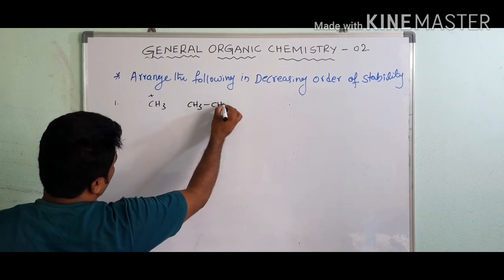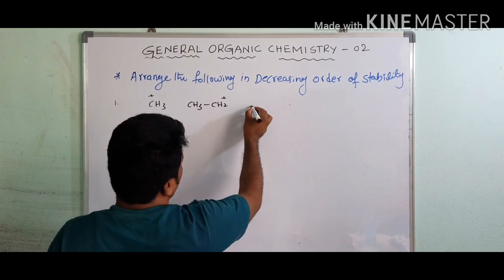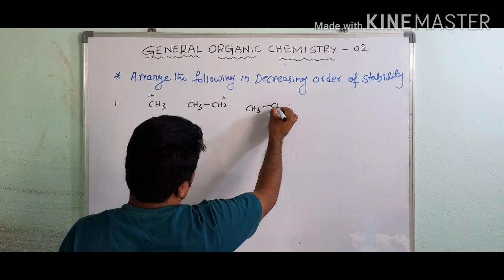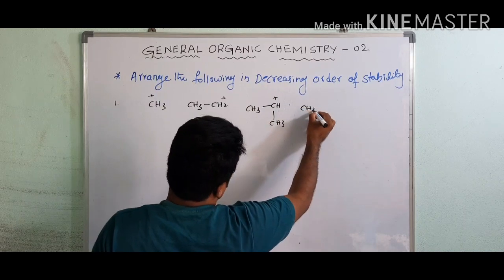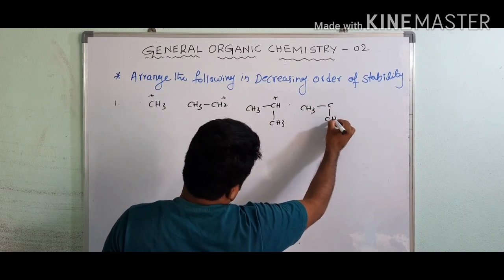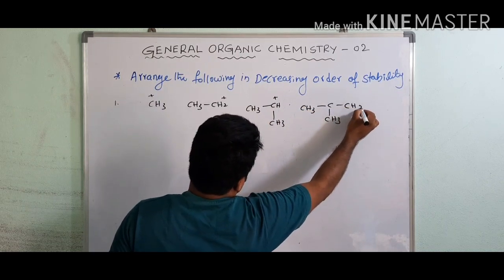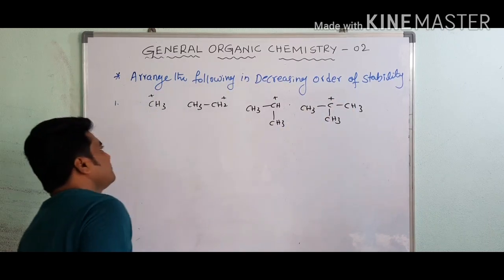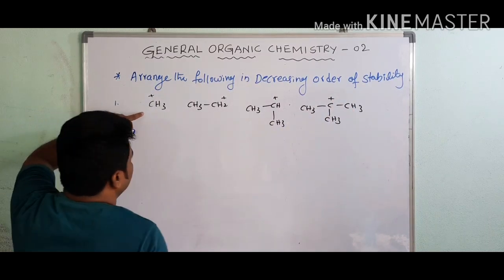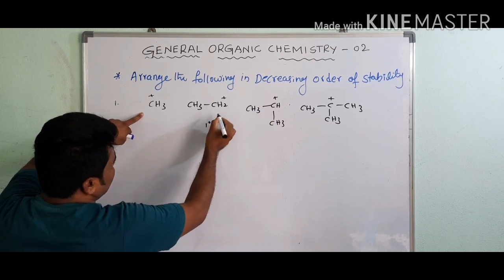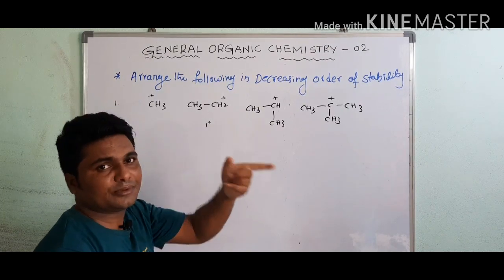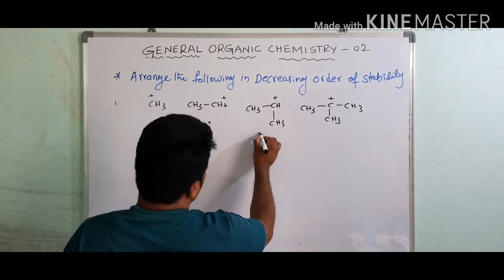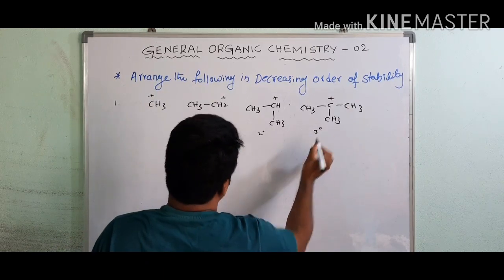CH3 CH2 plus, then CH3 plus, then CH3 plus. Okay, this is methyl carbocation, this is primary carbocation. What is a primary carbon atom? The carbon atom which is attached to one other carbon atom. So this is a secondary carbocation and this is a tertiary carbocation.